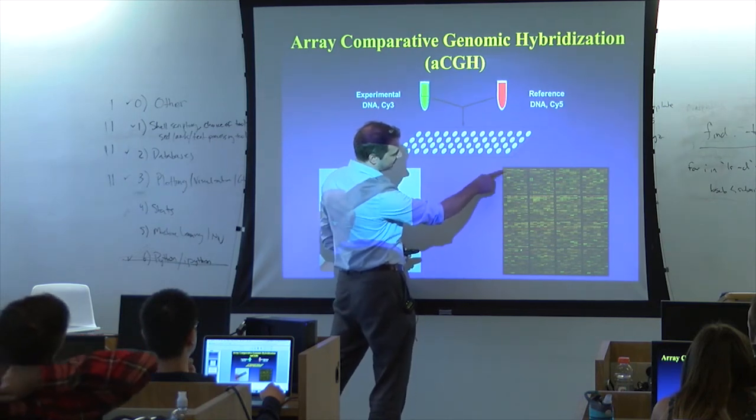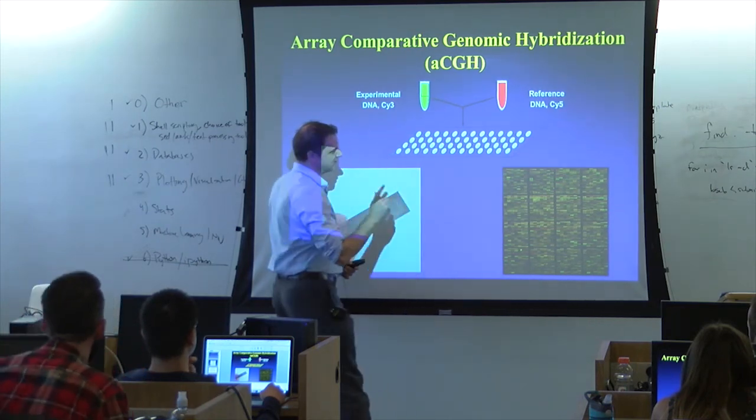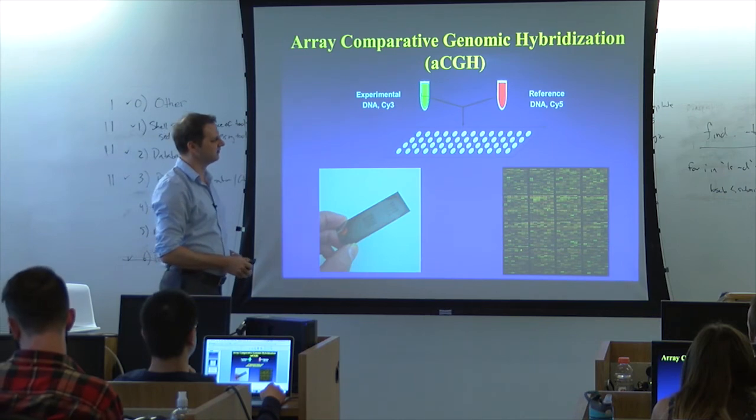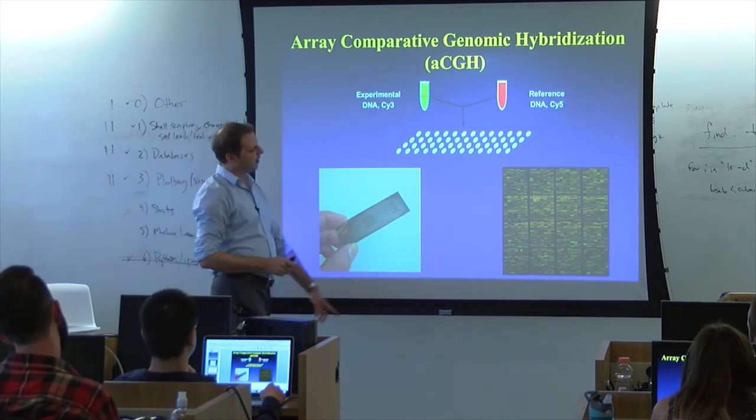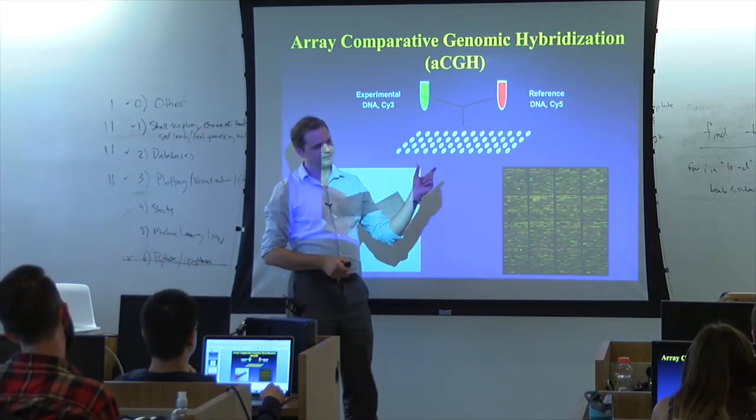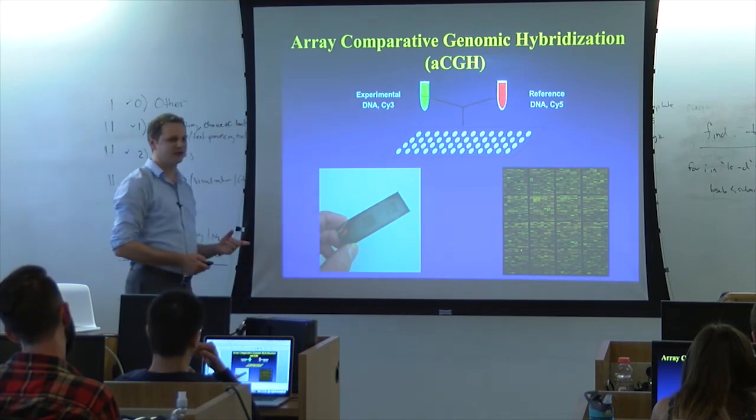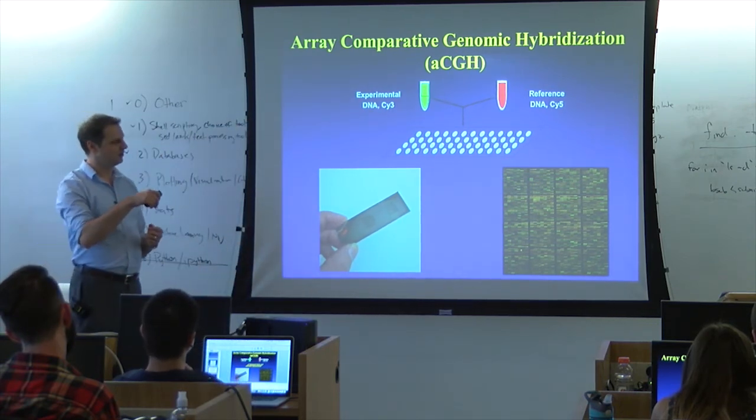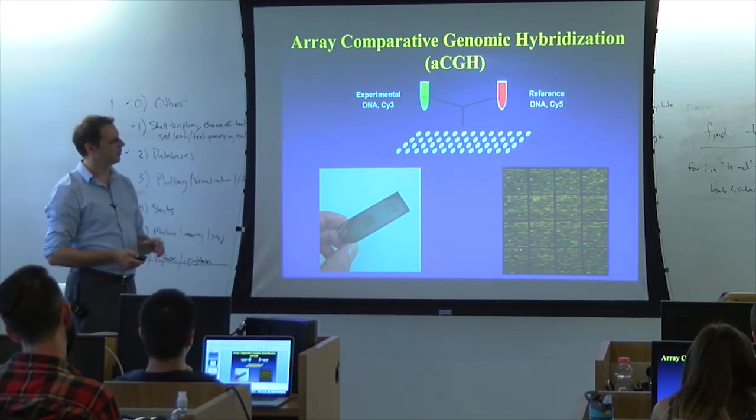Each one of these little spots, they're done in triplicate, just so you get multiple data points for the same thing to get nice robust data. Each spot corresponds to, in this case, a region of maybe like 100 kb of DNA that you could then assay within anybody's genome.